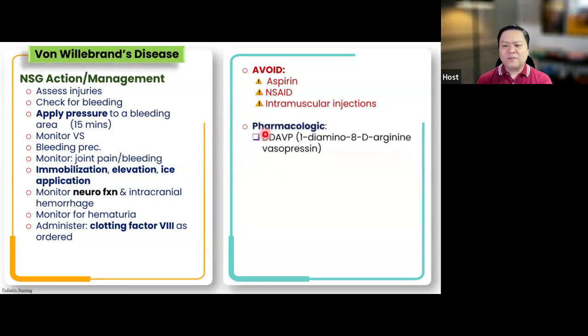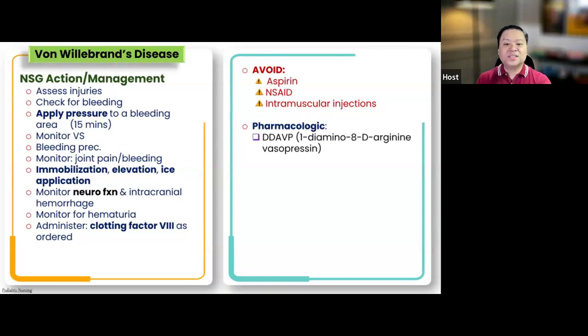Now, for the pharmacological treatment, again we have DDAVP, desmopressin acetate. This is a medication that works wonders. It can induce the release of von Willebrand factor from the endothelial cells. Again, desmopressin acetate is intended to induce the release of von Willebrand factor from the endothelial cells.